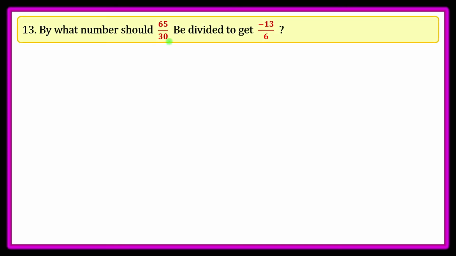By what number should 65 upon 30 be divided to get minus 13 upon 6? Remember friends, in this case, division has come, so order does matter. If I put the variable at the wrong position, then I am going to get the wrong answer.